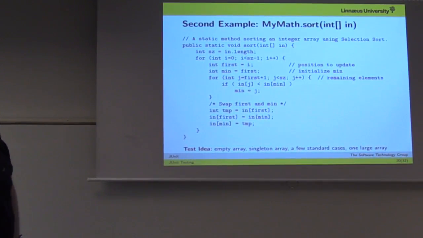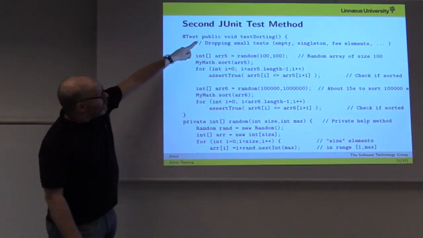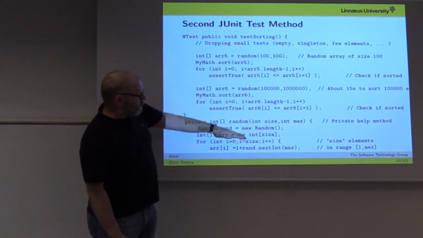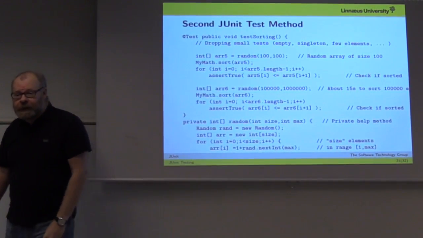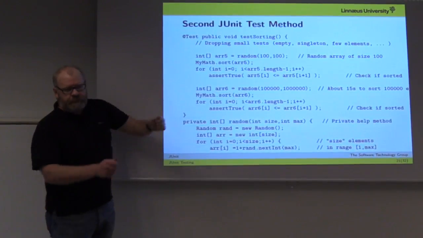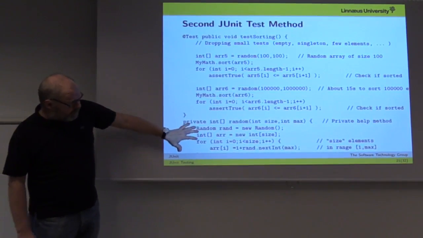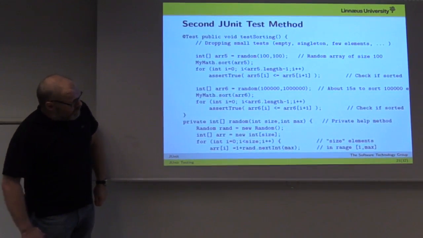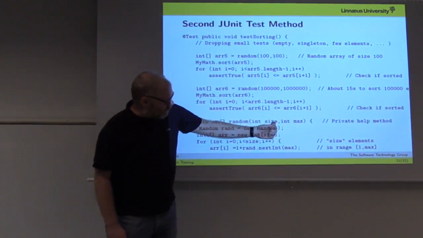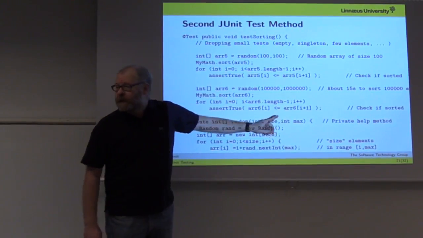The corresponding test case is called test sorting, annotated with test. I'm dropping some small tests here to save a bit of space. But then I'm using one of my own methods, and these are private help methods. You will see that it's often quite handy. Rather than 50 times building up an array with different sizes and different values, you have one or two help methods that you can use to build up suitable input data. So here I have a method called random that takes a given size and a certain max, and it will produce a new array containing values between 0 and max.